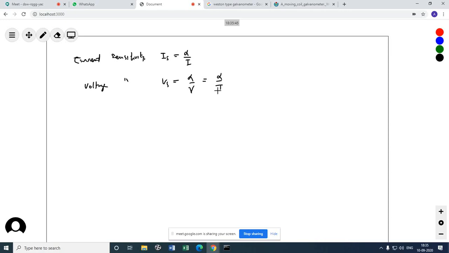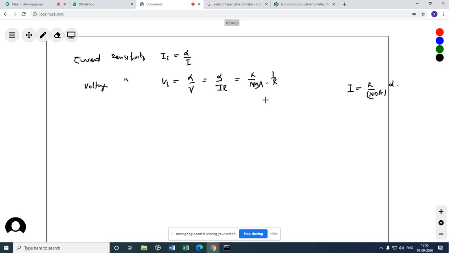Now we can also write this as alpha by I into R, where R is the circuit resistance. What was the value of I? I equals K by NBA into alpha. So alpha by I would be NBA by K, and alpha by V can be written as NBA by K into 1 by R.